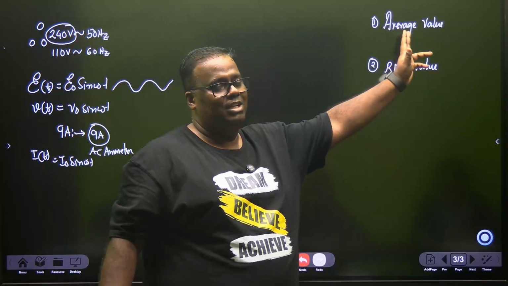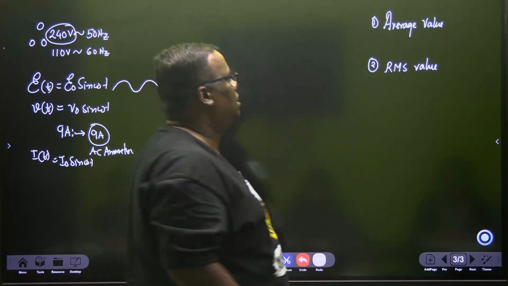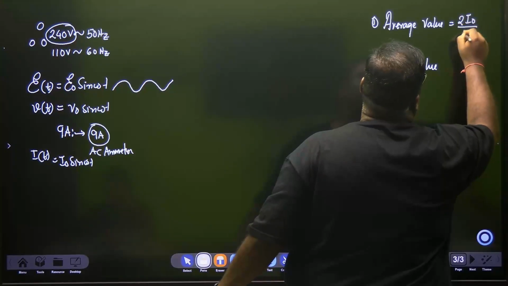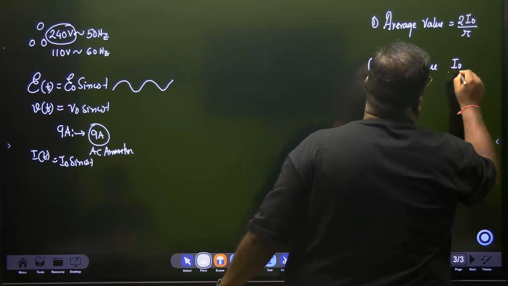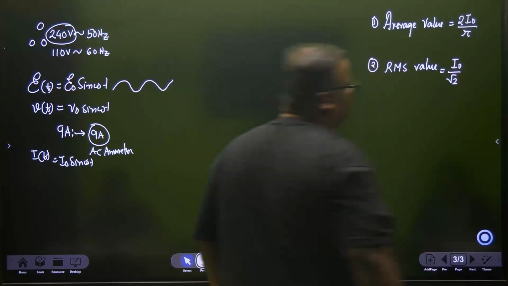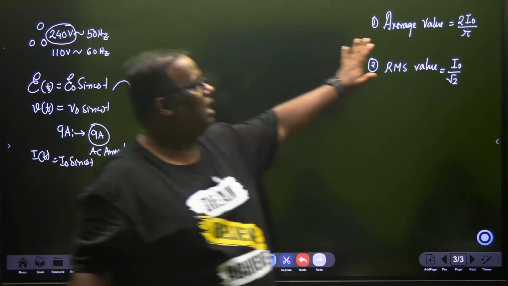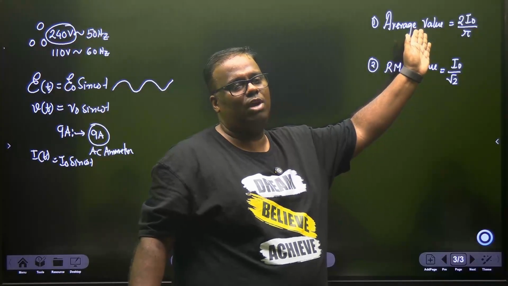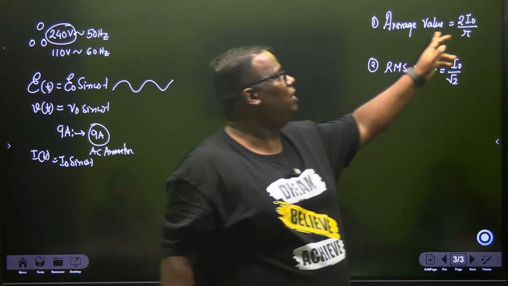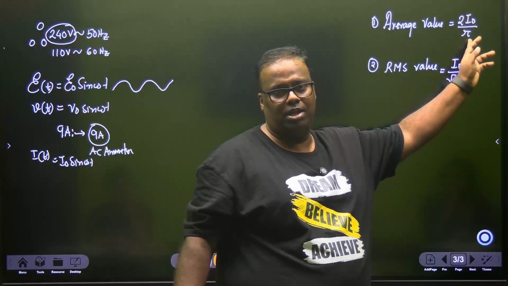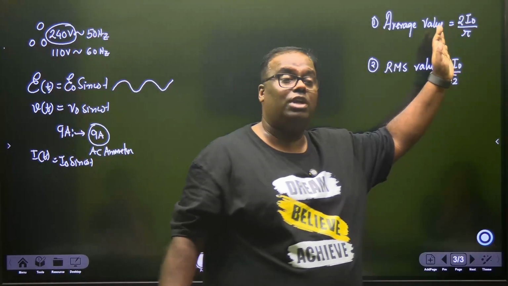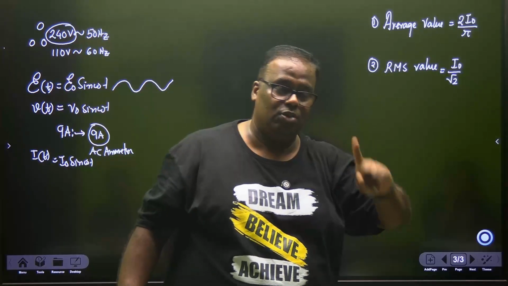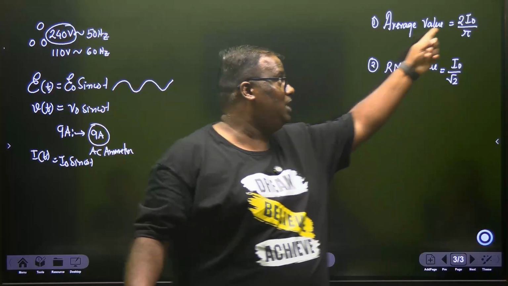But now, the question comes: sir, in your book you will see the average value is given by 2 I naught by pi, and the RMS value is given by I naught by root 2. Don't get used to this. I'll clear some myths. Whenever they ask, what is the average value of an alternating current? Sir, it is 2 I naught by pi. Your book will write that. Not exactly. The average value of an alternating current with a sinusoidal signal only has this value.